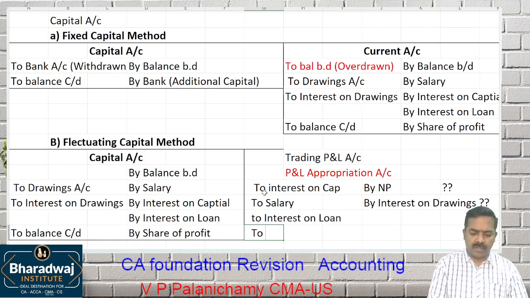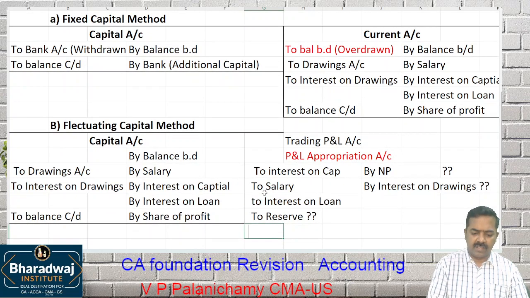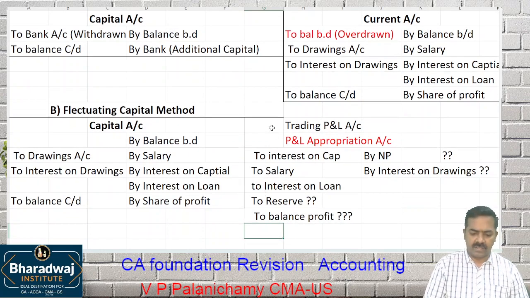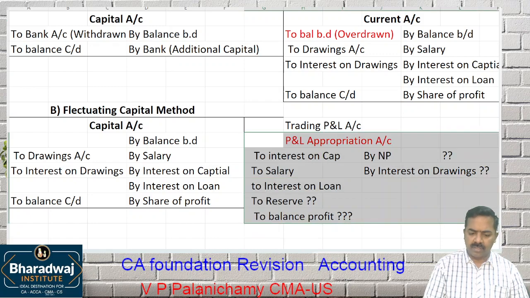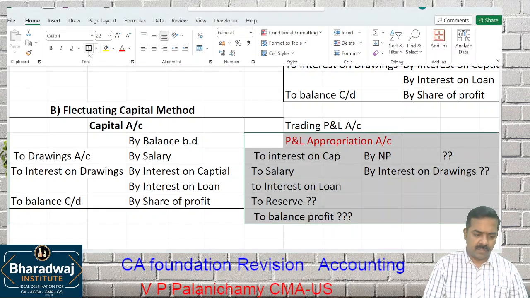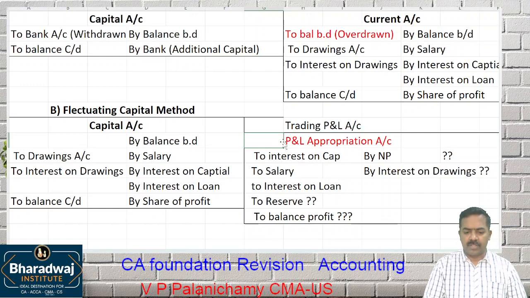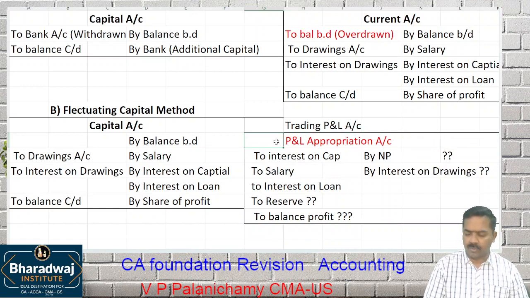Then suppose if you want to transfer to reserves, like general reserve, etc., you create it, then the balance profit will be shared. Balance profit will be shared amongst which one? Partners. So this is about which account? P&L appropriation account. In the exam question, they don't ask you a proper P&L appropriation so far.